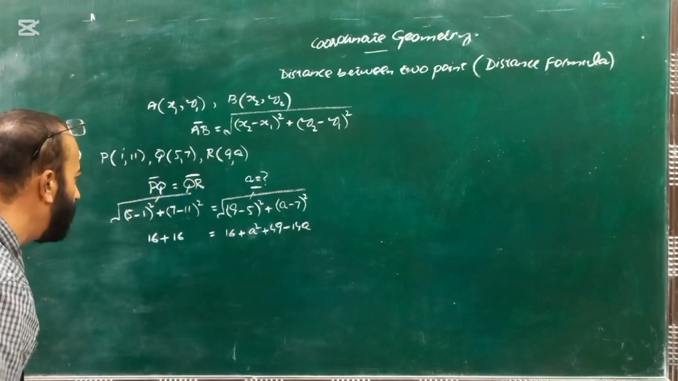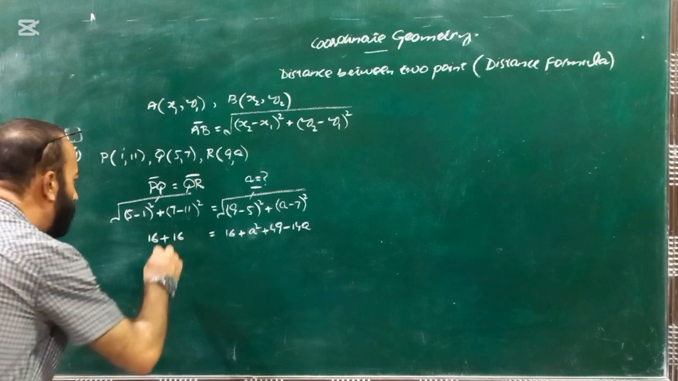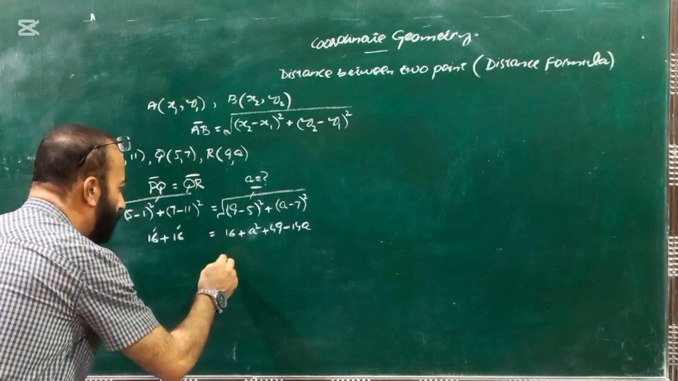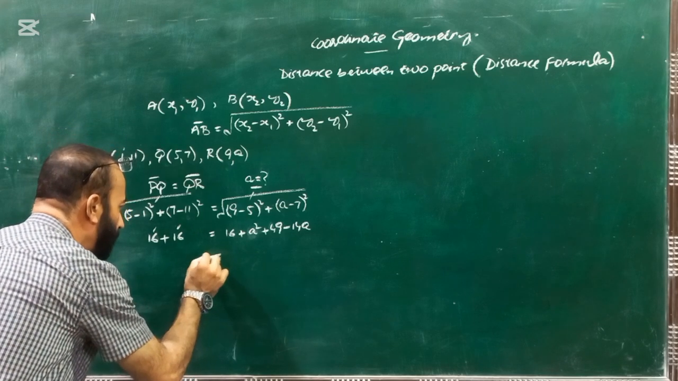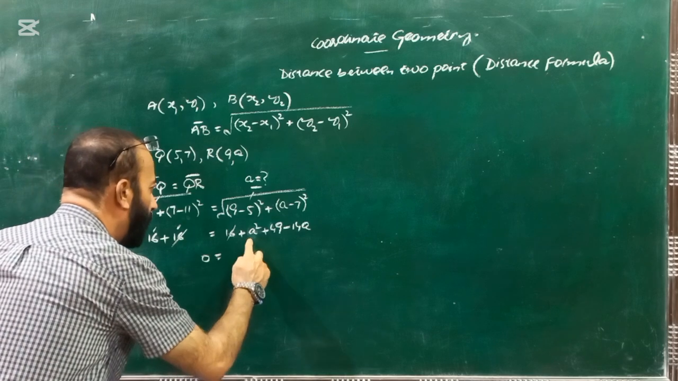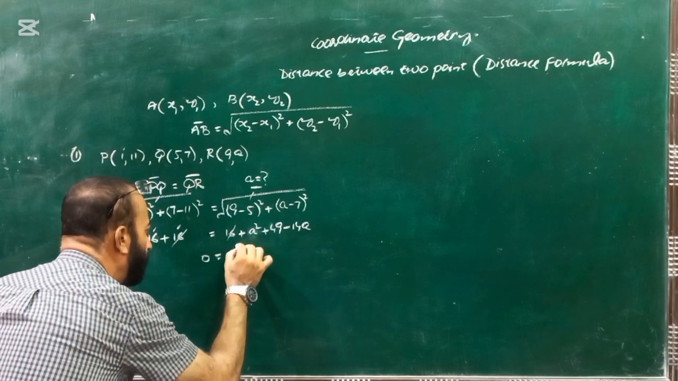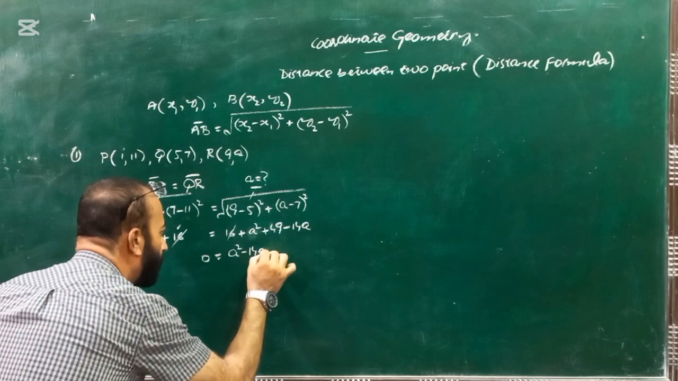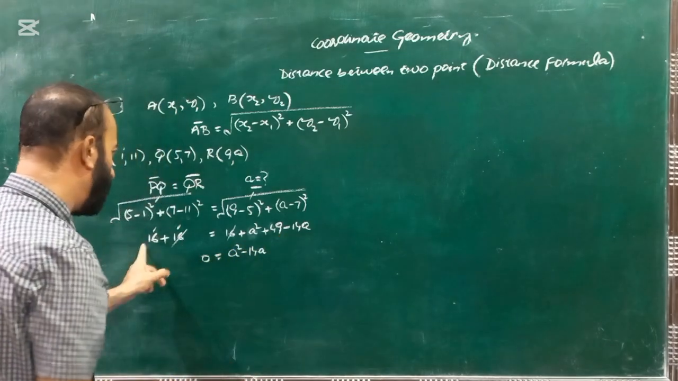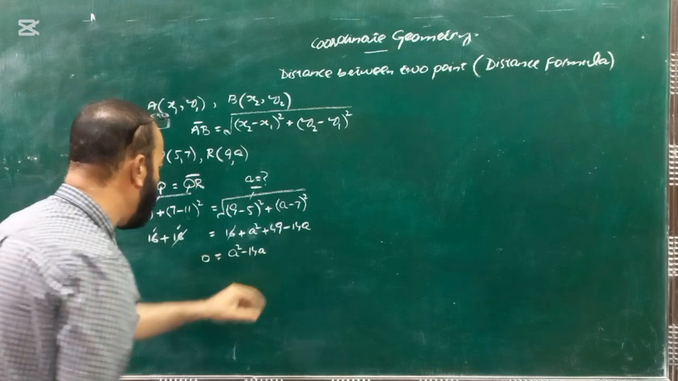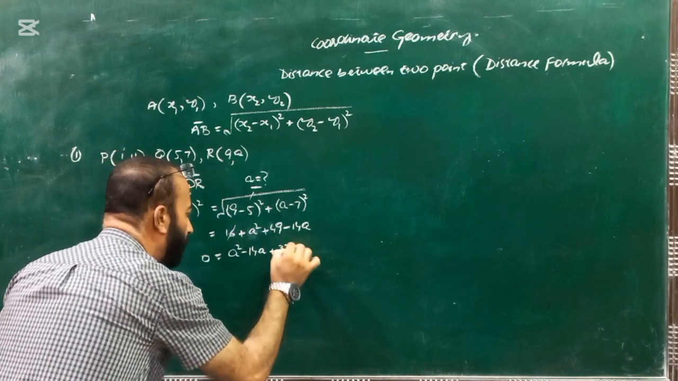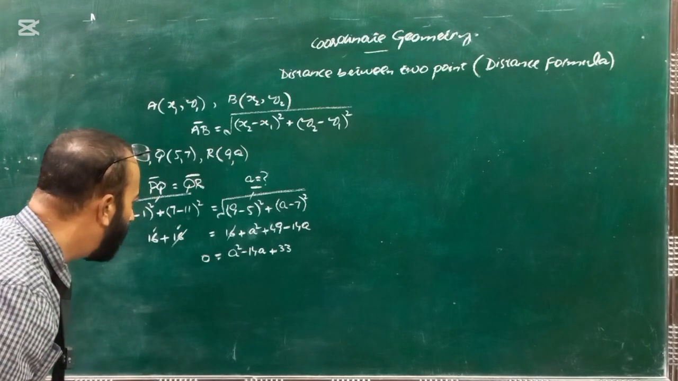At this step we will solve further. 16 plus 16 is 32. So this 32 will go to the right side, and here will be 0 then. This 16 is cancelled by this. And a square minus 14a plus 49. Okay, 16 will go there, remaining will be 33. So this is the equation now.